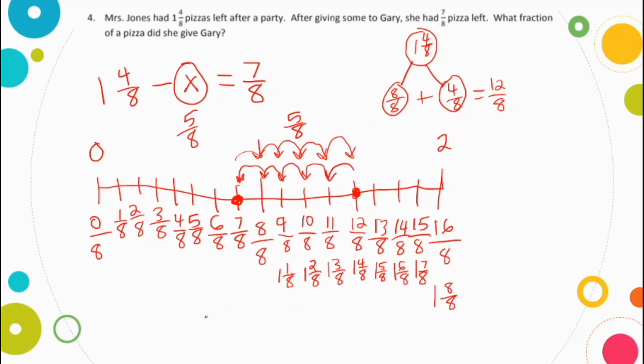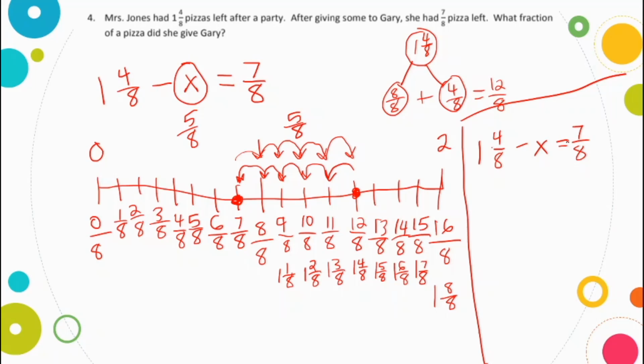Now, let's go ahead and look at it from a purely subtraction standpoint. So I'm just going to go ahead and draw this line here, a little box off. Okay, so we have 1 and 4/8 minus x equals 7/8.